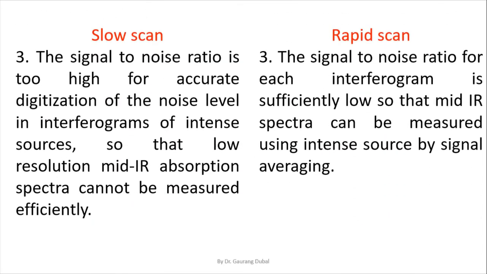Slow scan, third point: the signal to noise ratio is too high. For accurate digitalization, the noise level in the interferogram of an intense source is such that low resolution mid IR absorption spectra cannot be measured efficiently. So in the slow scan technique, measurement in the mid infrared region will be somewhat less efficient. In rapid scan, the signal to noise ratio for each interferogram is sufficiently low, so mid IR spectra can be measured using an intense source by signal averaging. So in this third case, rapid scanning looks better.